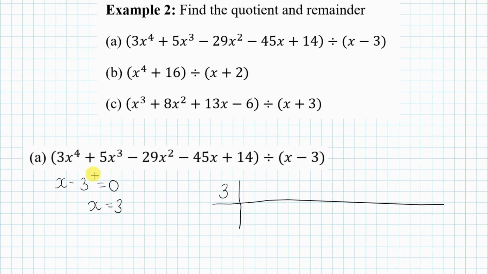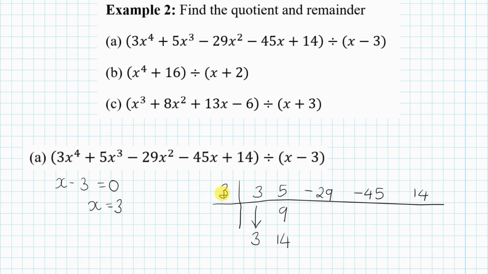And then in synthetic division, like mentioned in the previous video, we get the coefficients of the polynomial. So we had, first of all, 3, followed by 5, then negative 29, followed by negative 45, and then 14. The first thing we're supposed to do is bring down the 3, and then multiply 3 by 3, which is going to be 9. And then 5 plus 9 is 14.